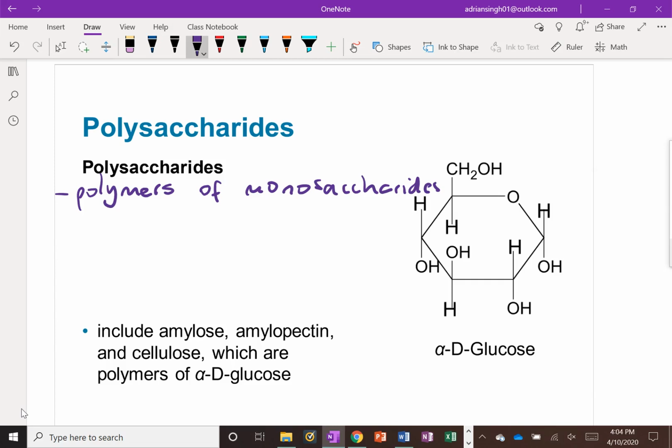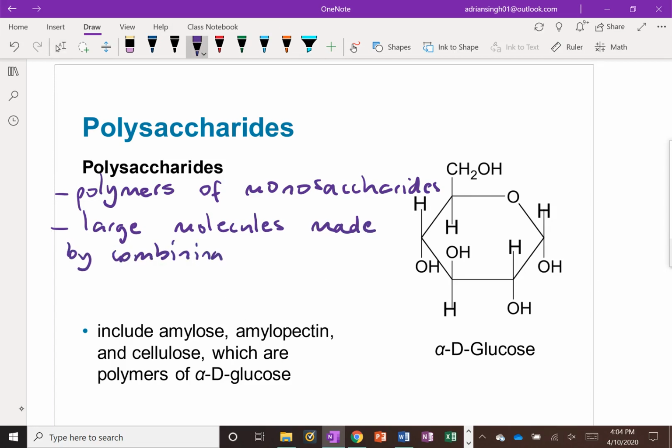So all of the polysaccharides you're going to be looking at are going to be polymers of alpha D glucose. So these are large molecules made by combining many monomers. Right, what a monomer is, just a building block of a polymer. And the monomer that we're going to be looking at here is going to be one that we've seen a lot previously, our alpha D glucose.